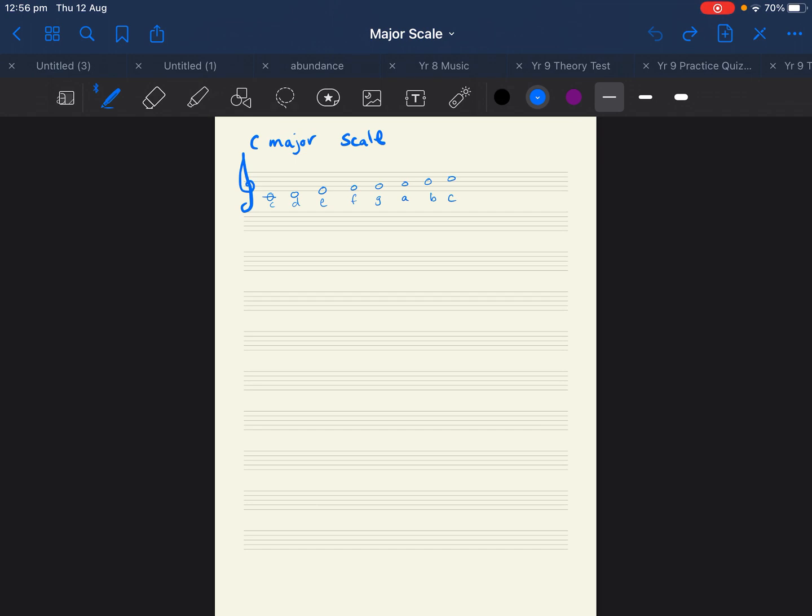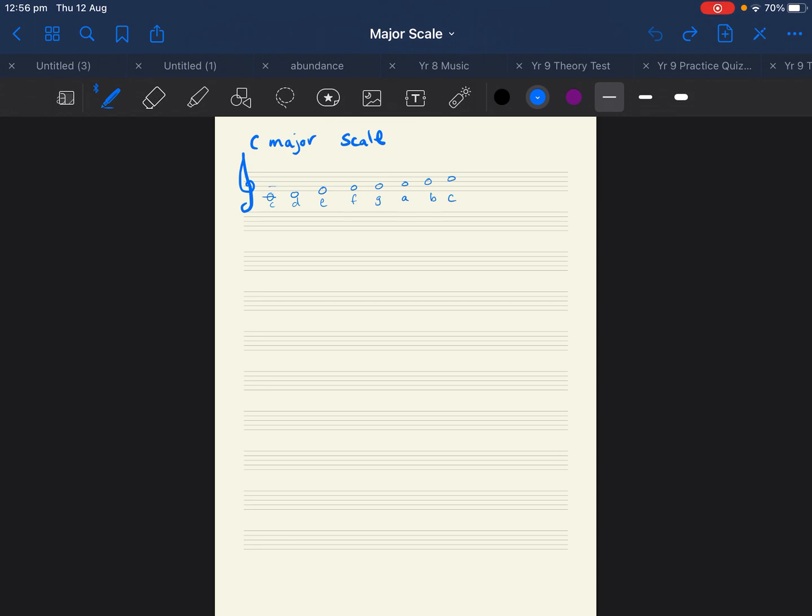C, D, E, F, G, A, B, C. Series of 8 notes, one after the other. But for it to sound like a major scale, it actually has a structure. And what that structure entails is the distance between each note in relation to one another. So the structure goes like this.